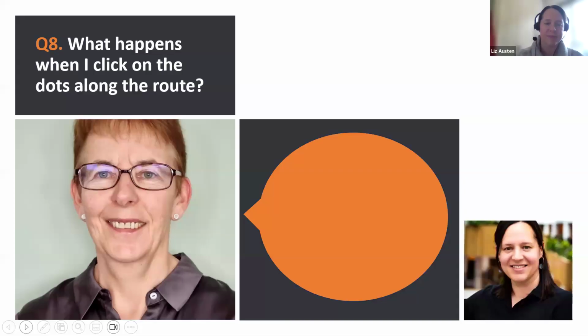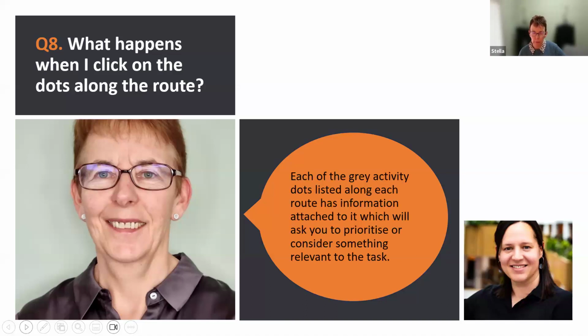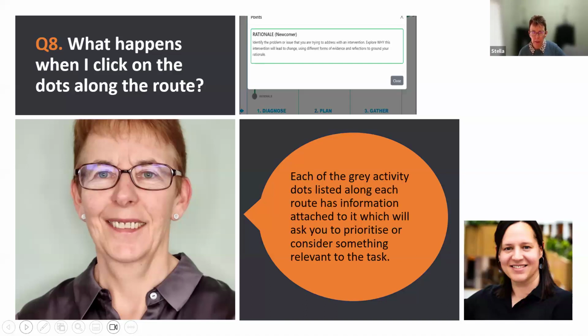Okay. Hence, this is also part of it. What happens, there's some dots. If you just click on that, Liz, and we'll see. So each of the grey dots has a rationale. You can see just in that little box there, if you click on rationale just above diagnosis on the first route, this comes up as a little aide memoire and a prompt to you.